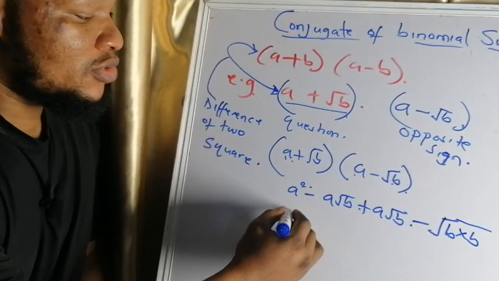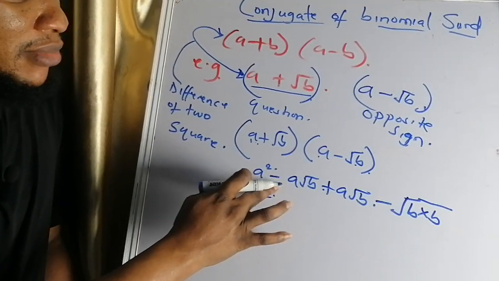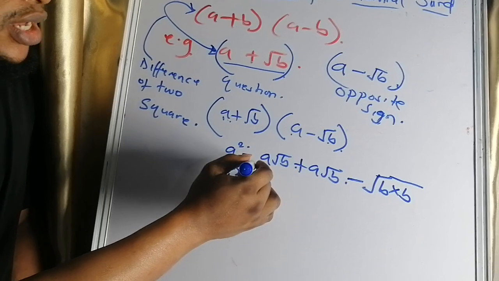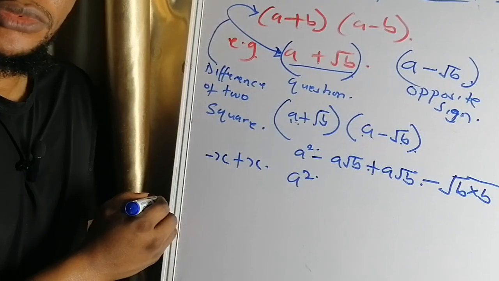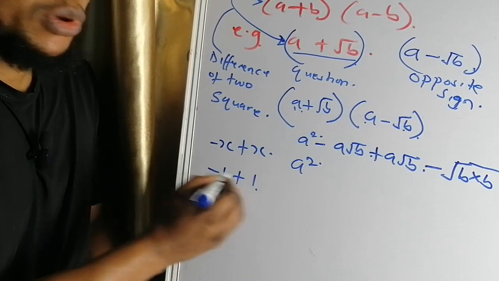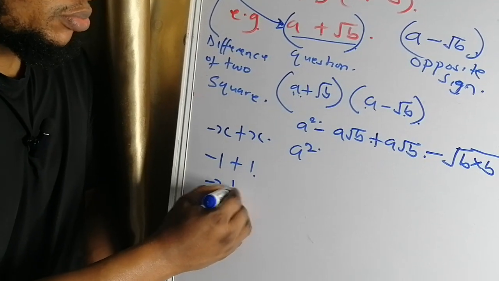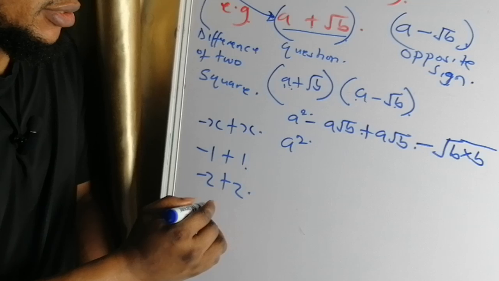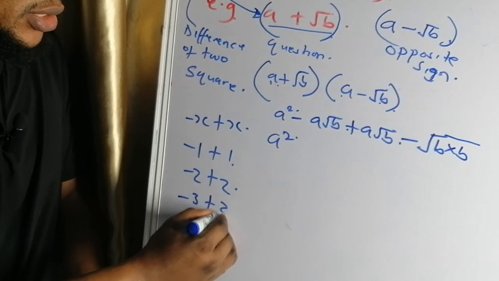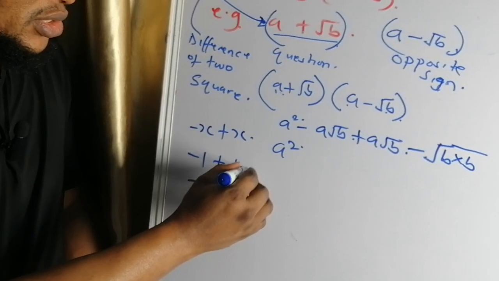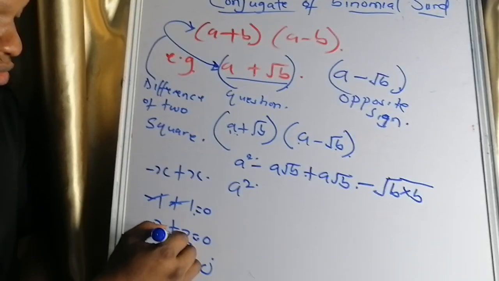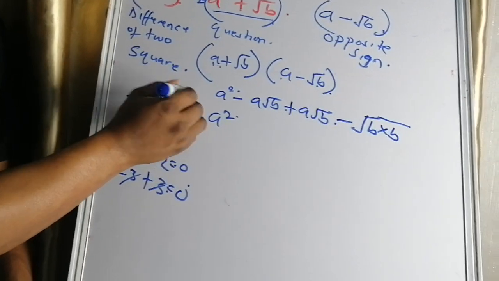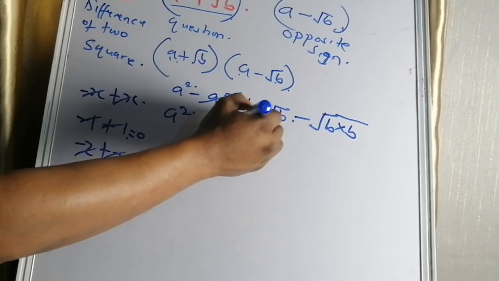Okay, so this one is the same thing as a root square. Don't forget, minus a root b plus a root b will cancel out. It's just minus x plus x. Okay, minus 1 plus 1, minus 2 plus 2. That is exactly what is playing out here. Minus 3 plus 3. All these are equal to 0, and they will cancel out. The same thing applies here. So this one cancels out.